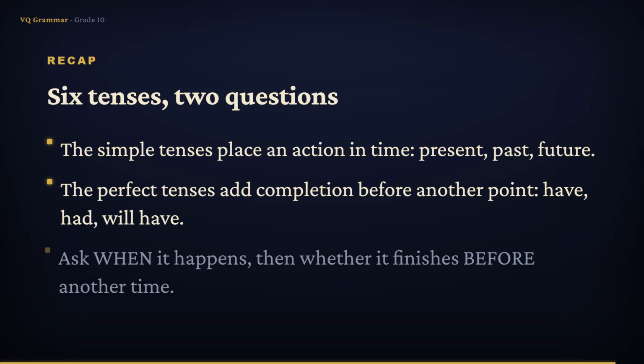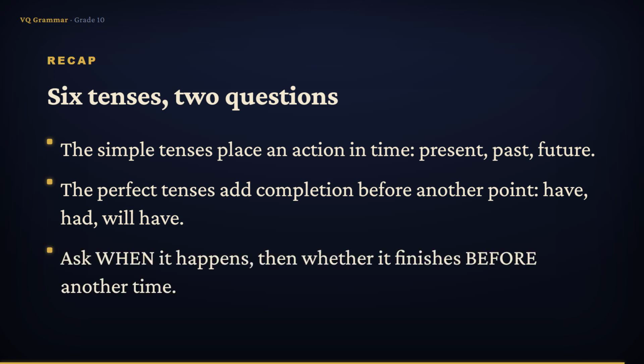And you can spot them by their helpers. Have, had, will have. And when you're not sure which of the 6 to use, run the test. Ask when it happens, then ask whether it finishes before another time. Those 2 questions will steer you to the right tense every time. In our next lesson, we'll look at verb forms that show an action still in progress.